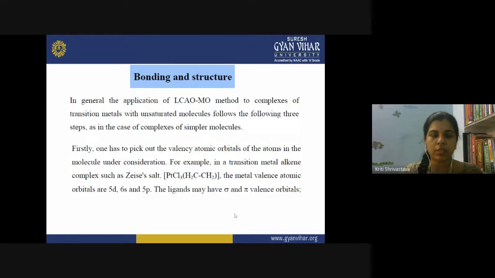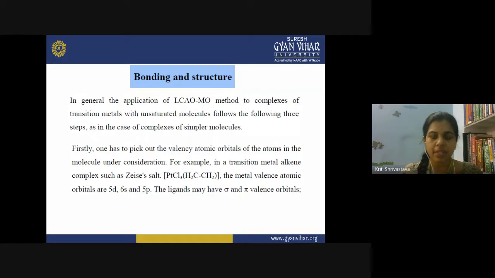So the structure, or you can say the bonding in the alkene complexes, can be studied by the application of the LCAO-MO method. That is when you study the molecular orbitals of both the metal and the ligand by linear combination of atomic orbitals. In one of the lectures we discussed the correlation diagram, and we have seen that when the orbitals of two reactants are closer together in energy, then product formation is feasible or the product is a stable one.